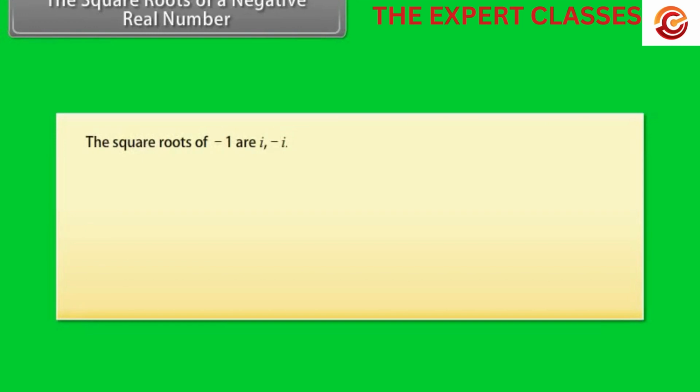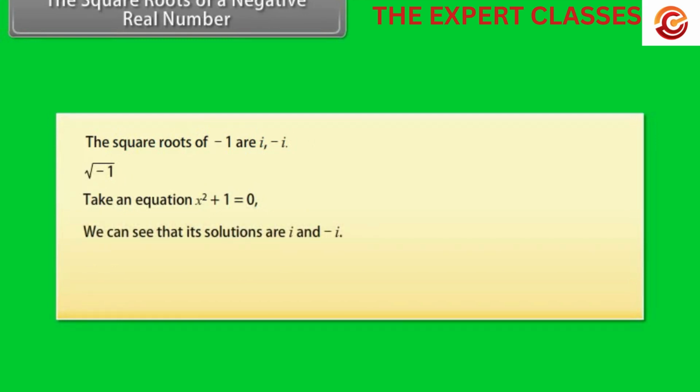The square roots of a negative real number. The square roots of minus 1 are iota and minus iota. Take an equation x square plus 1 is equal to 0. We can see that its solutions are iota and minus iota. In general, for a positive real number a, square root of minus a is equal to square root of a into square root of minus 1, which is equal to square root of a into iota.